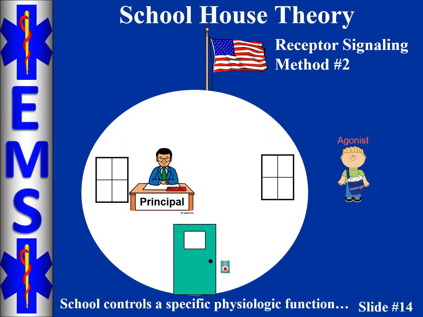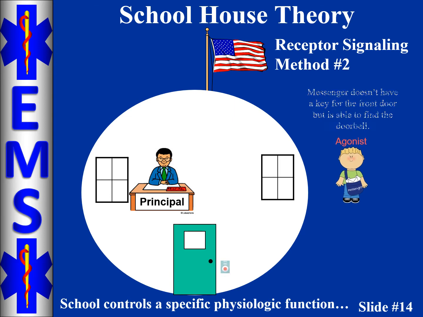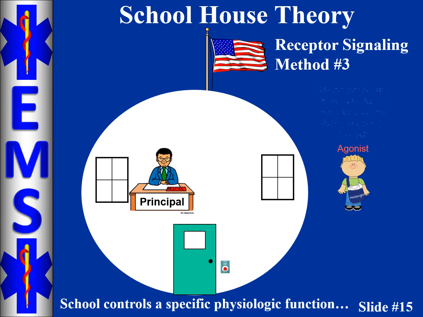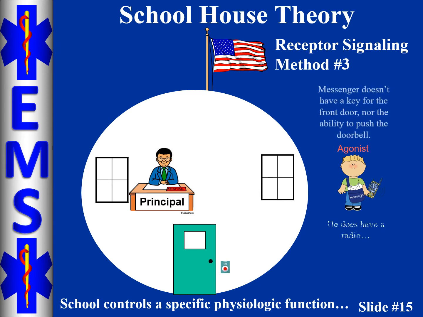The second method of signaling comes from a messenger who doesn't have a key to the front door. Since he doesn't have a key, he has to find the doorbell at the front of the school. And once he finds that doorbell, he pushes the button, which signals the principal inside the school to initiate the school's intended function. The third method of signaling involves a messenger who doesn't have a key to the school, nor does he have the ability to find the doorbell. But what he does possess is a radio that is in direct contact with the principal. So he uses this radio to signal the principal that there's a need to initiate the school's intended function, and the principal does so once he receives that radio signal.